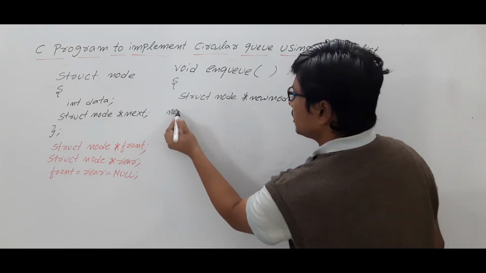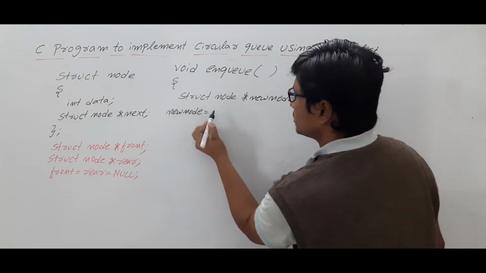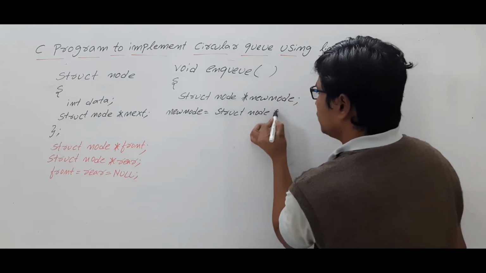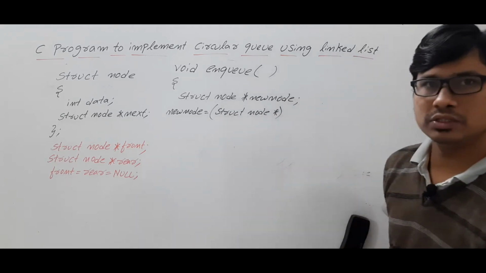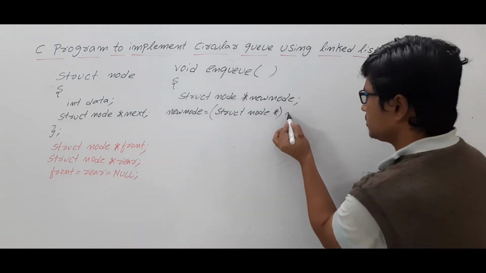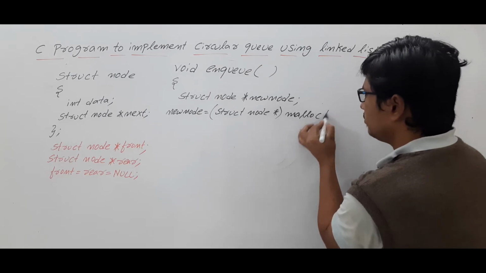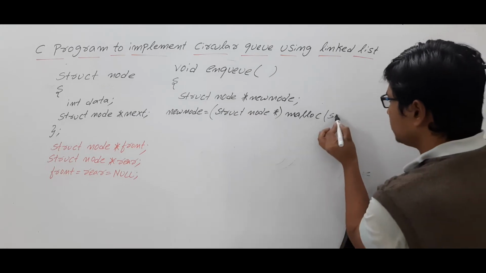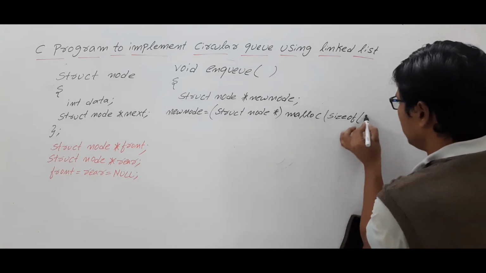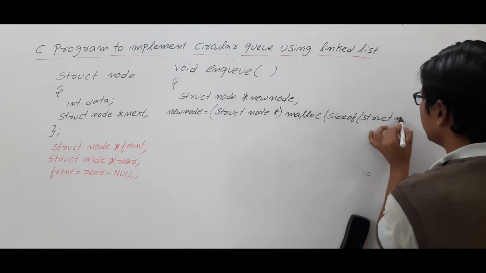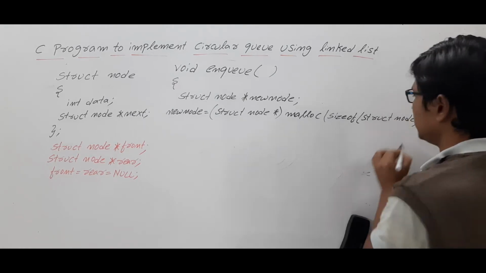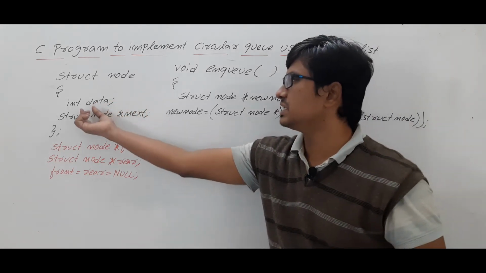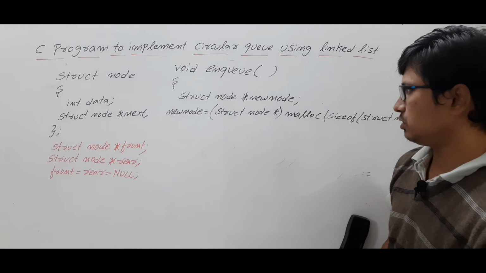So let me declare the new node variable. Then I need to allocate the memory dynamically. So new node is equal to struct node star. You can allocate the memory dynamically using malloc or calloc. I am using malloc, which returns a void pointer, so I am doing the typecasting. Then I need to mention the size of struct node. Whatever the node size is, that much memory will be allocated dynamically. So this node consists of two parts: the data and the address of the next node.